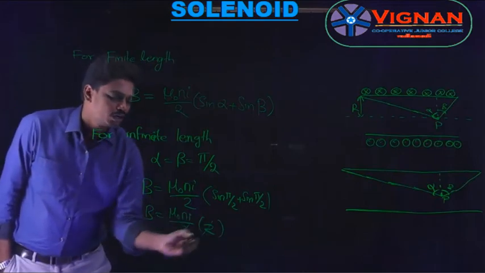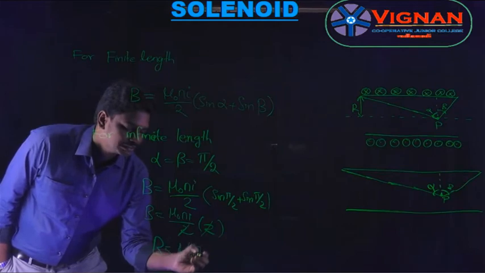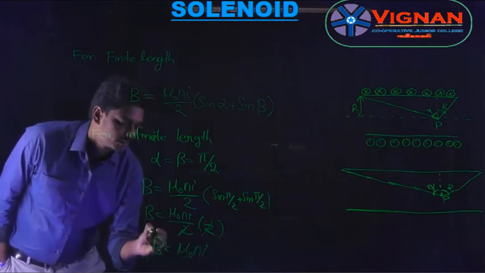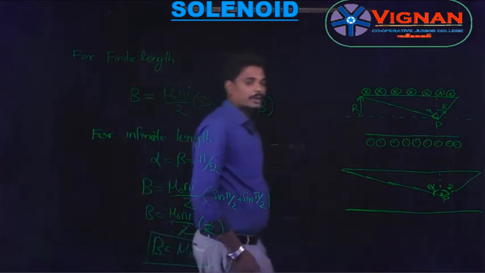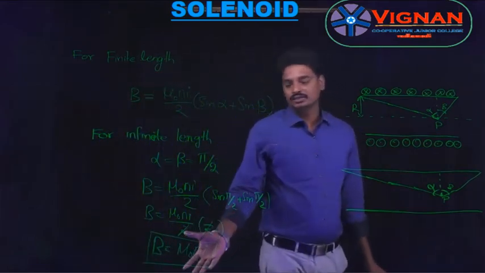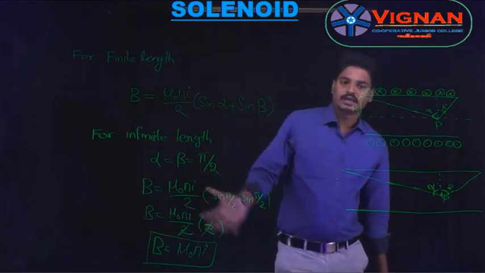So here 2 and 2 get cancelled. So B is equal to mu naught N i. So the strength of the magnetic field for an infinite length solenoid will be B is equal to mu naught N i, as we calculated before.